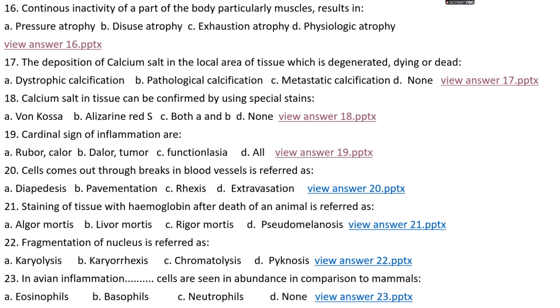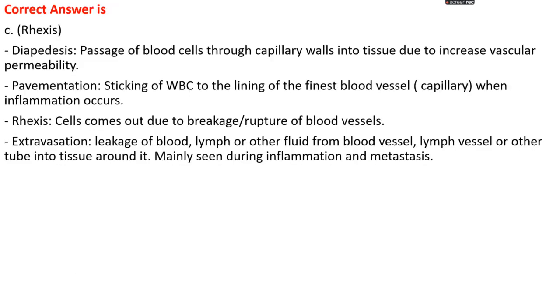Question number 20. Cells coming out through a break in blood vessels is referred to as: option A, diapedesis; option B, pavementing; option C, rhexis; option D, extravasation. The right answer is option C, that is rhexis.